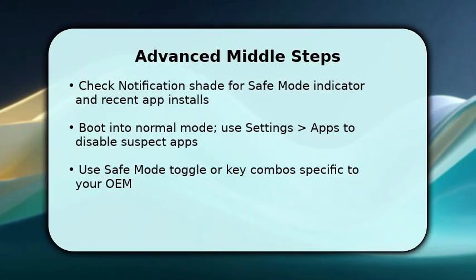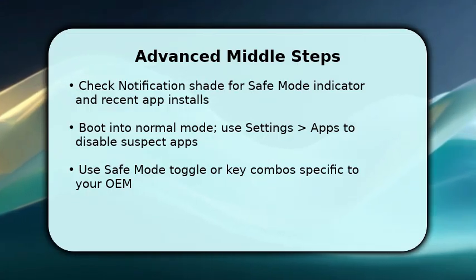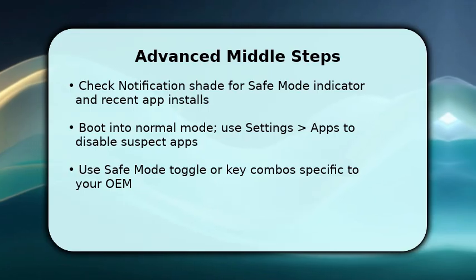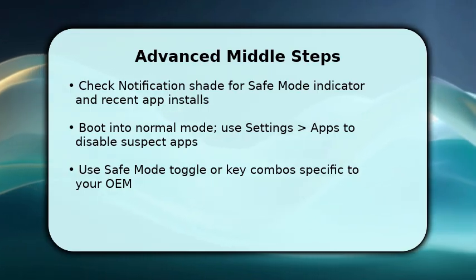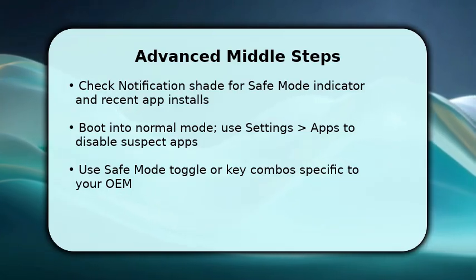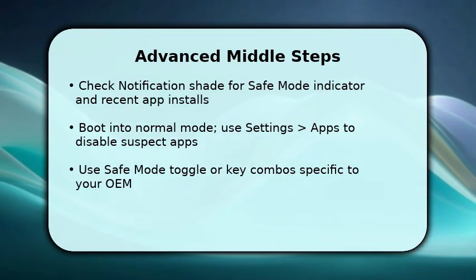Now you'll dig deeper to remove the cause. If safe mode persists, open Settings and go to Apps. Sort by recent installs and disable or uninstall the most recent third-party apps, because safe mode often triggers from a misbehaving app. Once you've removed suspects, reboot normally. Many phones clear safe mode on a clean boot.